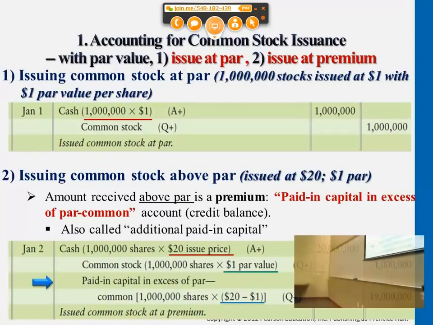This part that is above is oftentimes also called issuing common stock at a premium. Premium means the dollar amount above the par value.